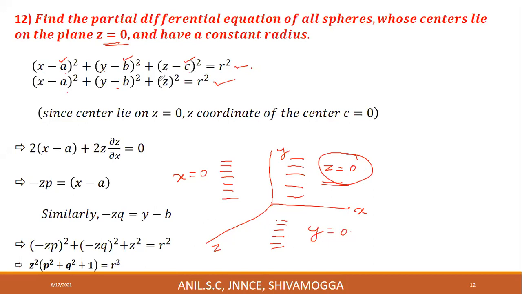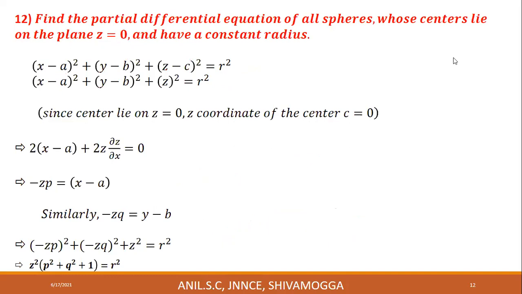The rest is the same. Differentiate partially with respect to x and then partially with respect to y, as we did in the previous problems. R is the constant radius, so its derivative will be 0.